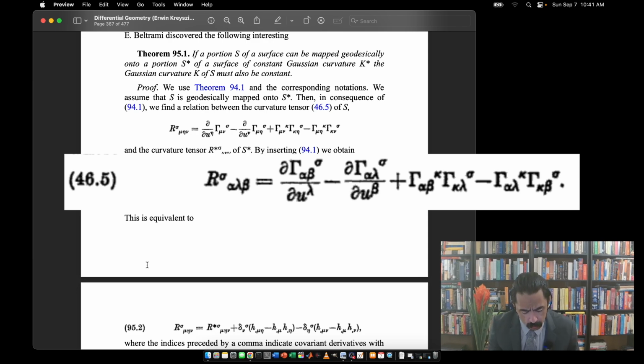Capital R superscript sigma sub alpha lambda beta equals partial Christoffel sub alpha beta superscript sigma partial U lambda minus partial Christoffel sub alpha lambda superscript sigma partial U beta plus Christoffel sub alpha beta superscript kappa, then times Christoffel sub kappa lambda superscript sigma minus Christoffel sub alpha lambda superscript kappa, then times Christoffel sub kappa beta superscript sigma.